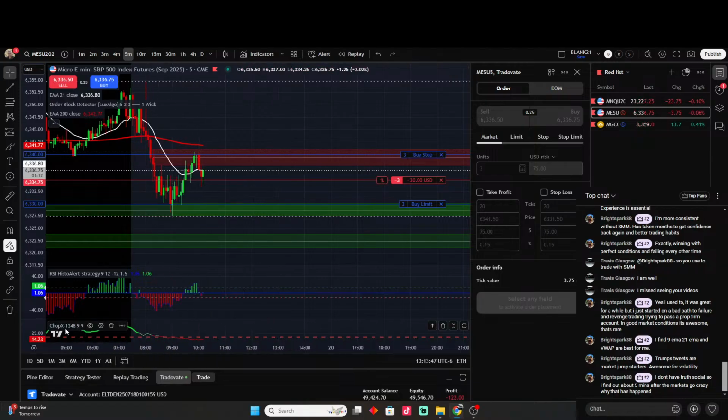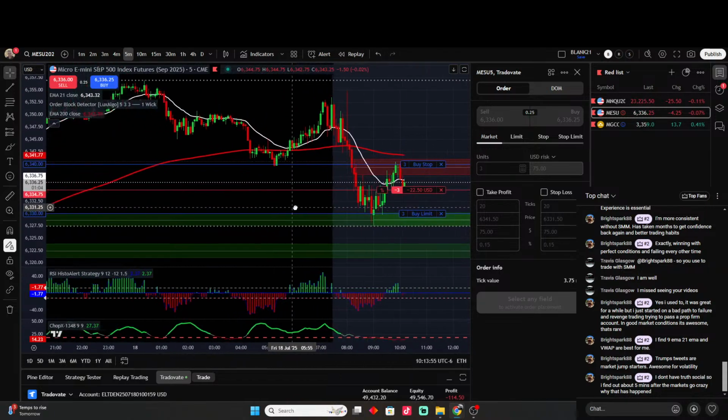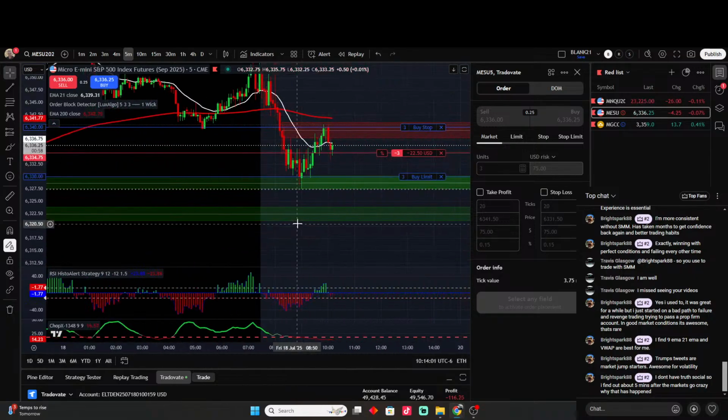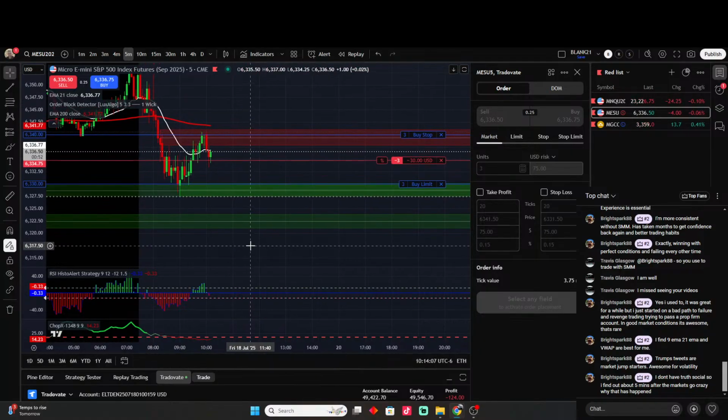This Chop X filter is kind of a newer addition. I've only played with it for a couple weeks now. Basically, if it's above that red dotted line, you're good to trade. If it's below it, probably hold off. Now, this is a little teeny bit below it. Maybe I should have followed my rules a little bit better.